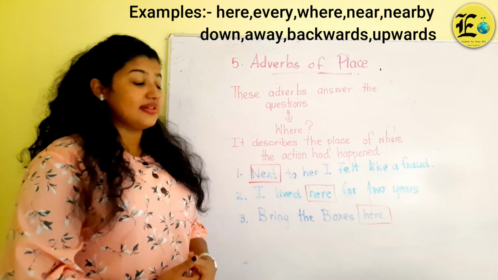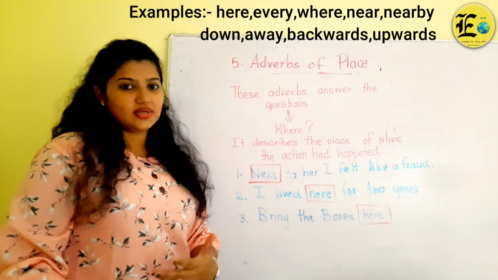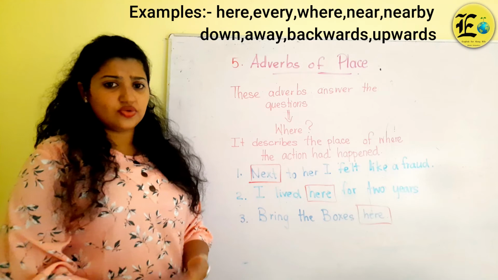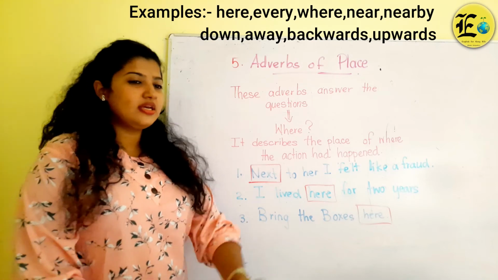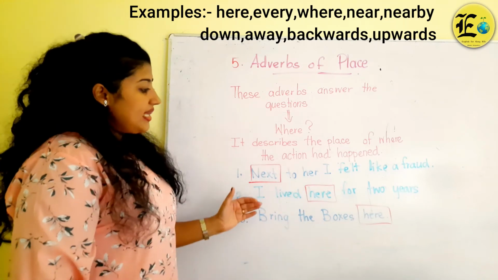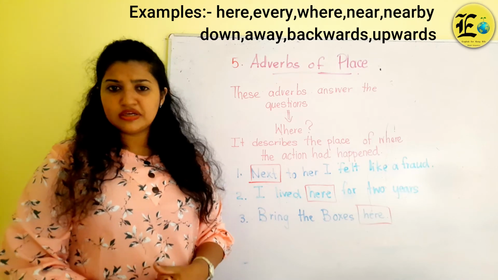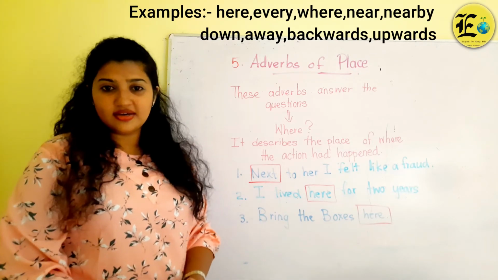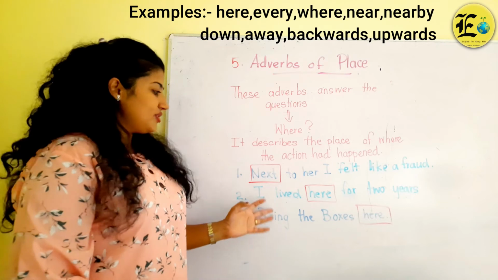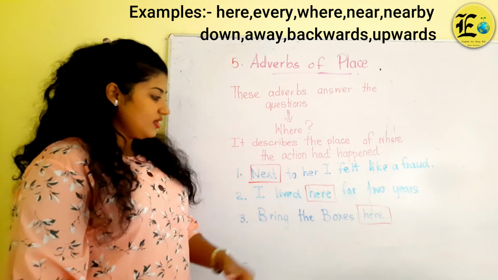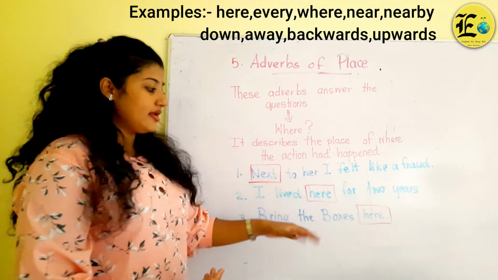Next to her, I felt like a fruit. So where did he feel like a fruit? It was next to her. I lived here for 2 years. For how long have you lived here? I've lived here for 2 years. So there I have used the adverb of place, here.